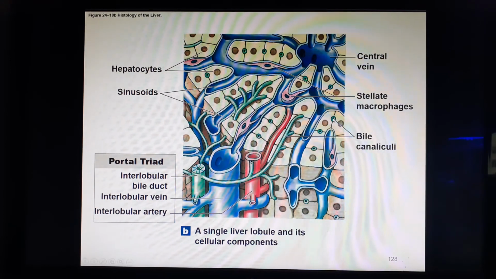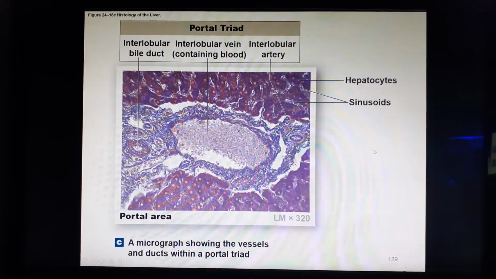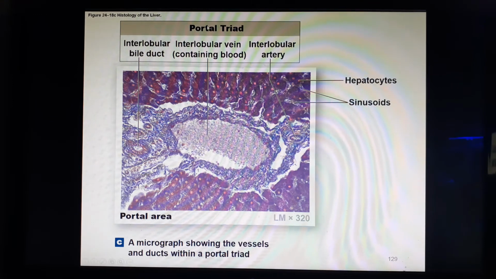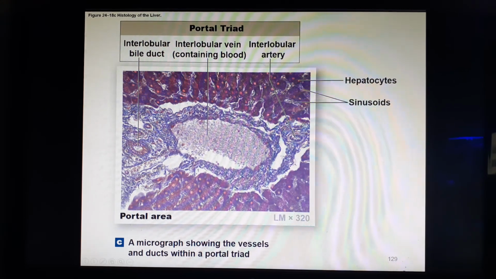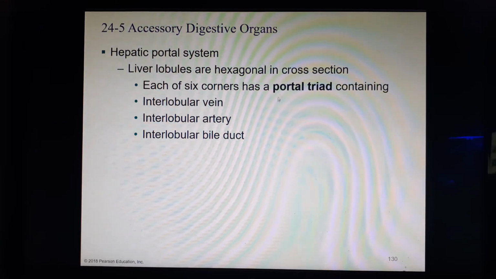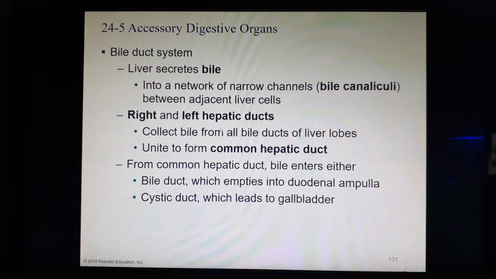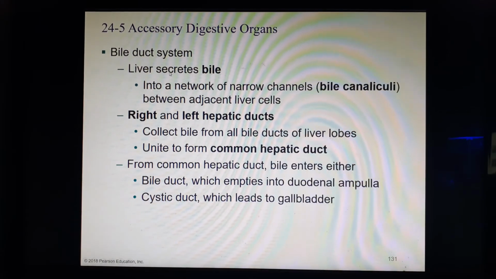We also see the little tubes where the bile is forming and draining from the liver are called the bile canaliculi. That's a word we've seen a couple times already. So again, the portal triad has the interlobular bile duct, the interlobular vein, this time that has blood in it, and an interlobular artery. So the hepatic portal system is dealing with all of the nutrients that have just been absorbed by the digestive system. So each of the six corners has a portal triad. It has six sides, and those are the components of the triad. The liver is absorbing nutrients and secreting bile.